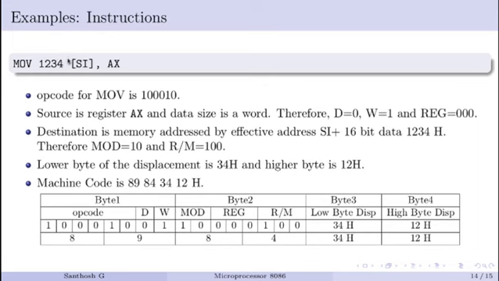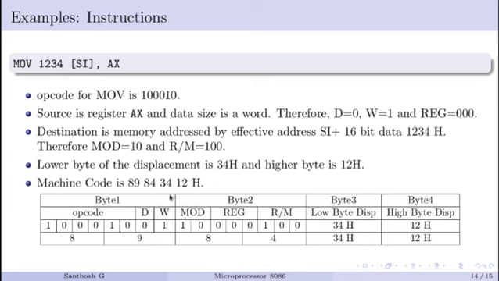Now the displacement has to be specified. Displacement is of size 16 bits and the lower byte will be given in byte 3 of the instruction and the higher byte will be placed in byte 4 of the instruction. The lower byte of the displacement is 34H and the higher byte is 12H.